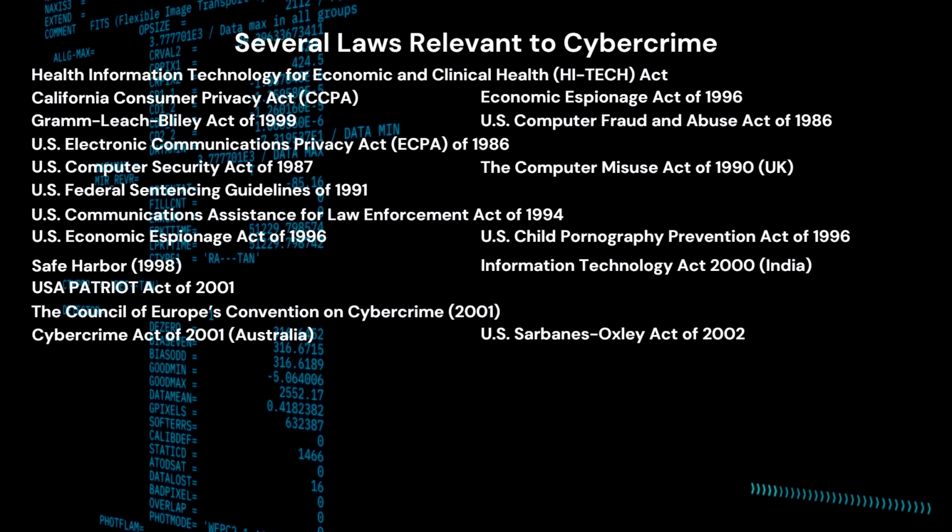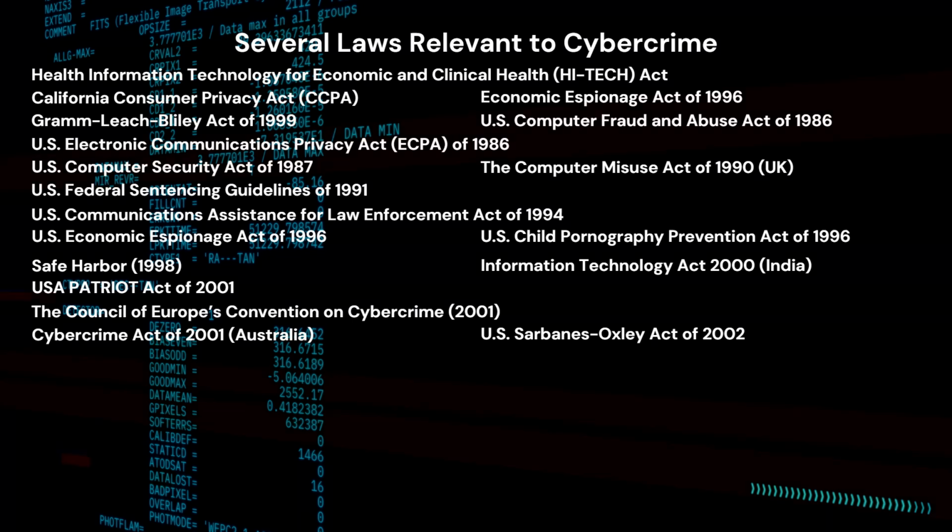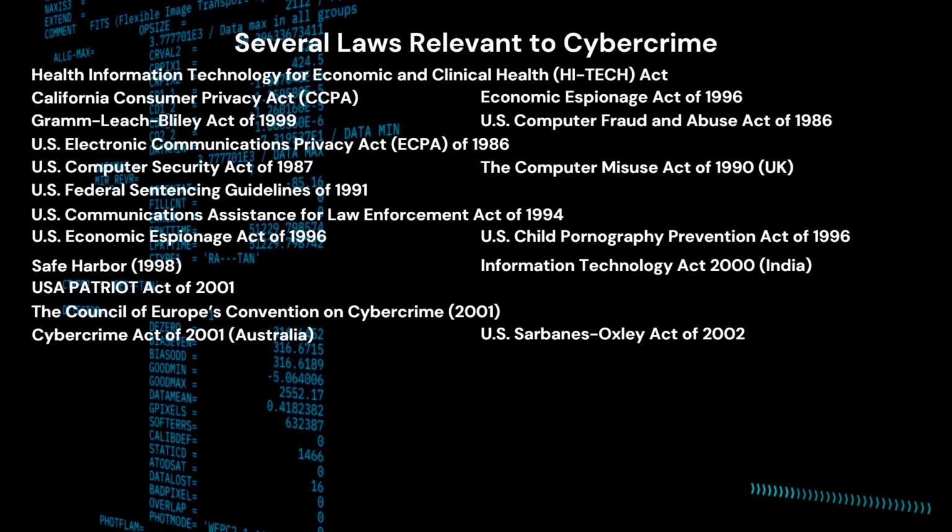U.S. Sarbanes-Oxley Act of 2002. The Sarbanes-Oxley Act, also known as the Public Company Accounting Reform and Investor Protection Act, was introduced in the wake of accounting scandals such as Enron and WorldCom. It establishes requirements for public company boards, management, and public accounting firms. Among other things, the Act requires that public companies establish internal controls and procedures for financial reporting to prevent fraud, and imposes severe penalties for noncompliance.